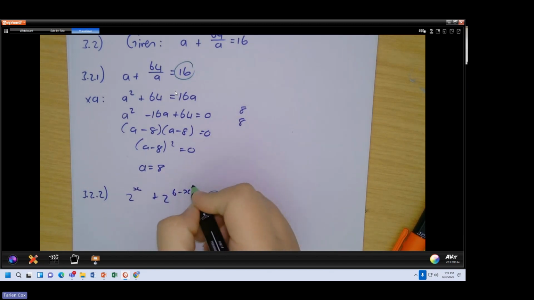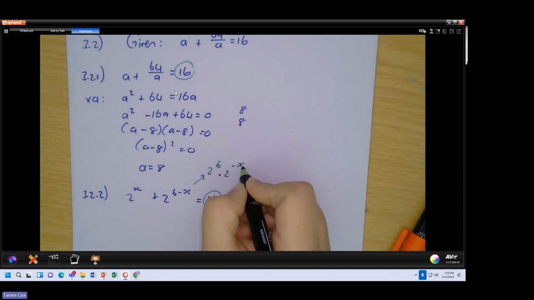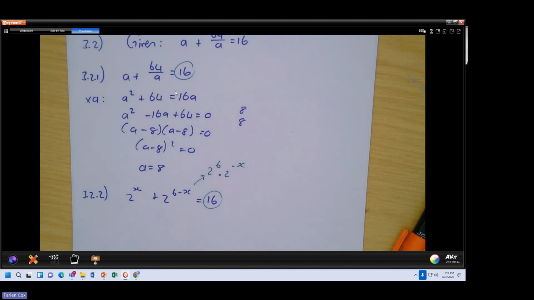I can break this thing up into 2 to the power 6 times with 2 to the power of negative x. But I can't have a negative exponent. So that means that will have to go into a denominator, which means that I can rather write this part as 2 to the power 6 over 2 to the power of x. Then it is a positive exponent, right?